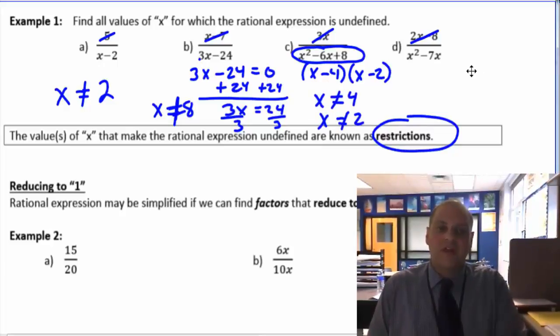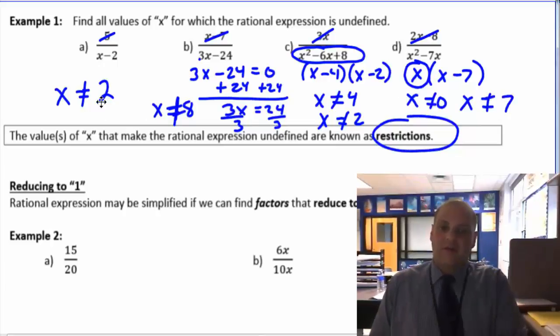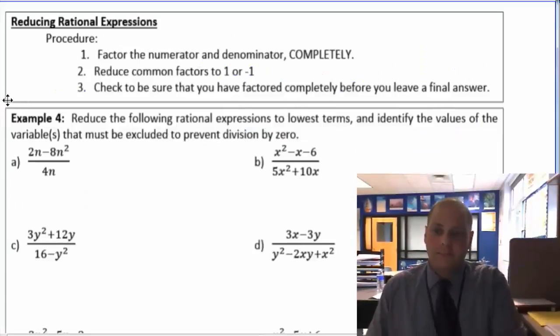Those are my restrictions. And then for part D, that's x times x minus 7. So I have an x, therefore x cannot equal 0. And I have x minus 7, so x cannot equal 7. So those are my restrictions. I have restrictions of 2, 8, 4 and 2, 0 and 7. These are the numbers that will make the denominator 0. That will make the fraction undefined.